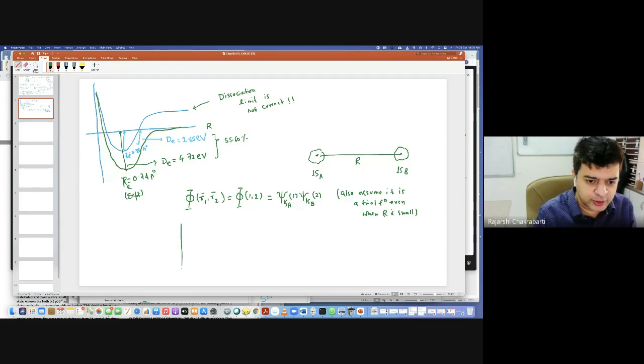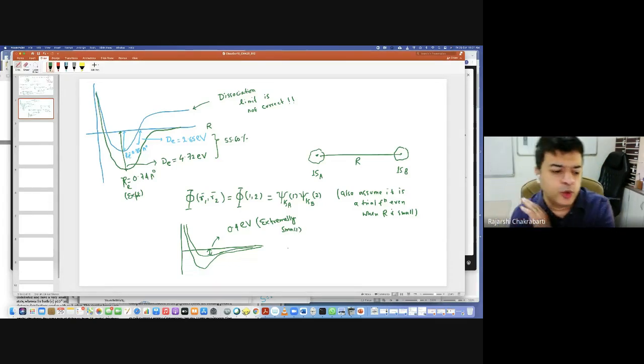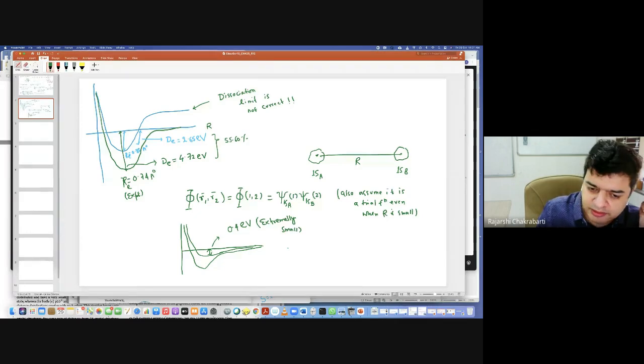But assume that when r is small, then also it is a trial wave function, and you can do a calculation. If you do a calculation with this, let me write, this is the experimental one. And if you do a calculation with this, you will see that it gives you something like this. And this gap is now 0.4 electron volts, extremely small. So what you see is that the dissociation energy is totally wrong. The prediction is nowhere close to experiment. The experimental value is like 4.72 electron volts, and you get 0.4 electron volts, not even 10%.